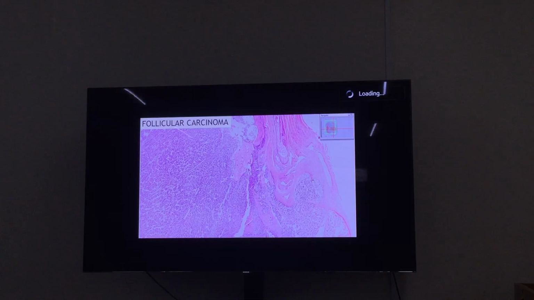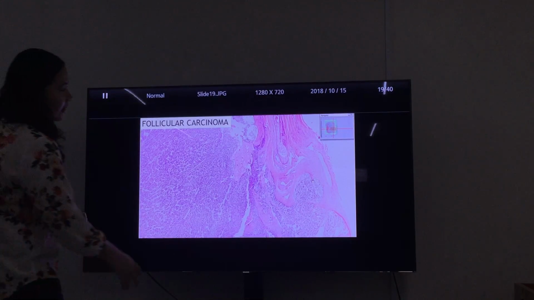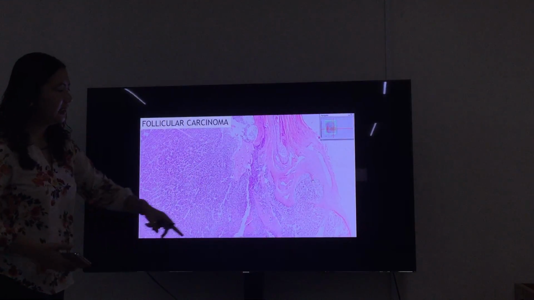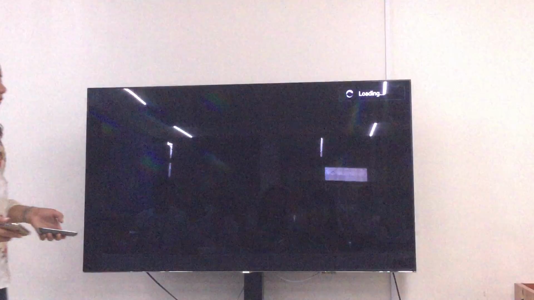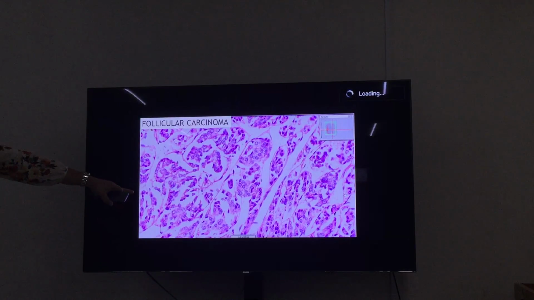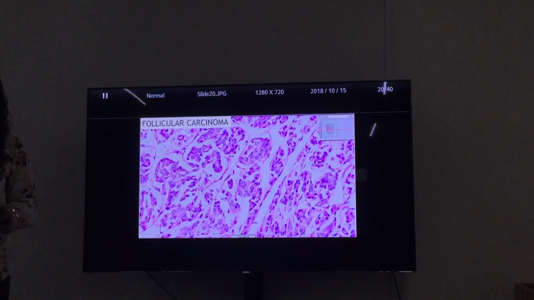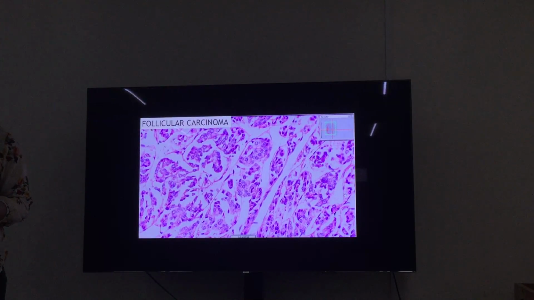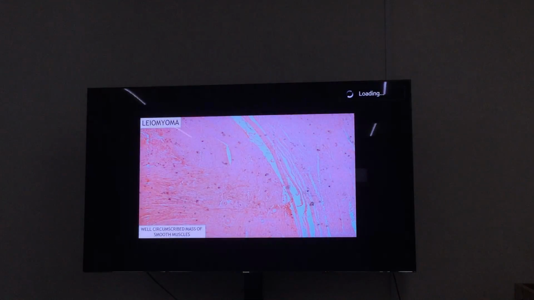So another view, atypical cells invading the fibrous capsule. This is the cytologic appearance of follicular carcinoma. When you look at the cells, it's almost the same as that of your follicular adenoma. The nuclei are uniform with moderate cytoplasm. So again, the difference is capsular invasion. Okay, clear? So next is leiomyoma.